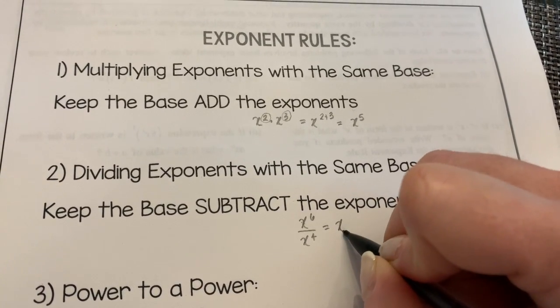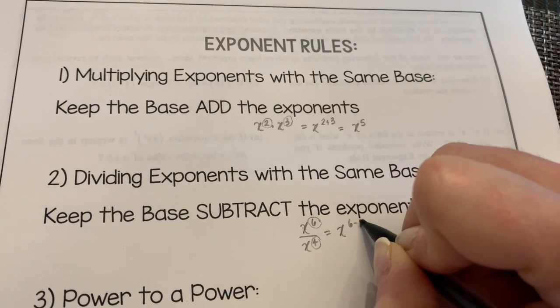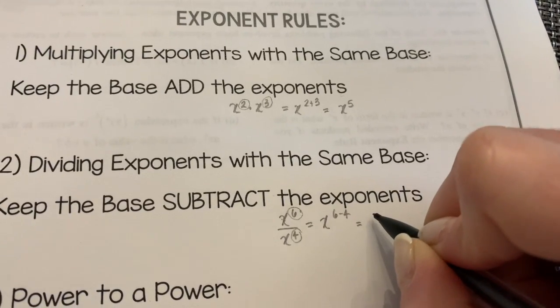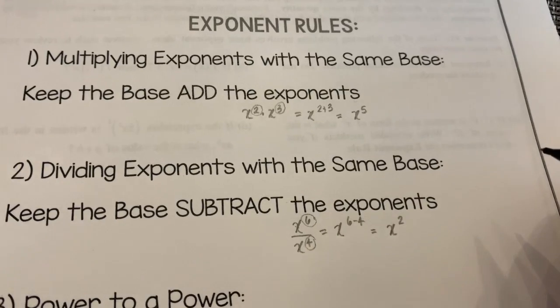We keep that base, which is x, and we subtract the exponents. So this would be 6 minus 4. So my answer would be x to the 2nd power.